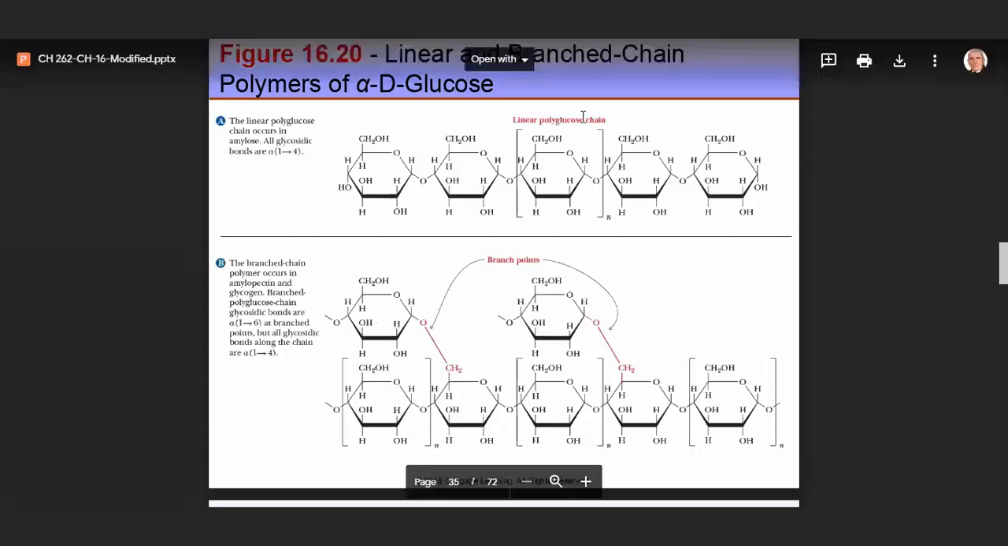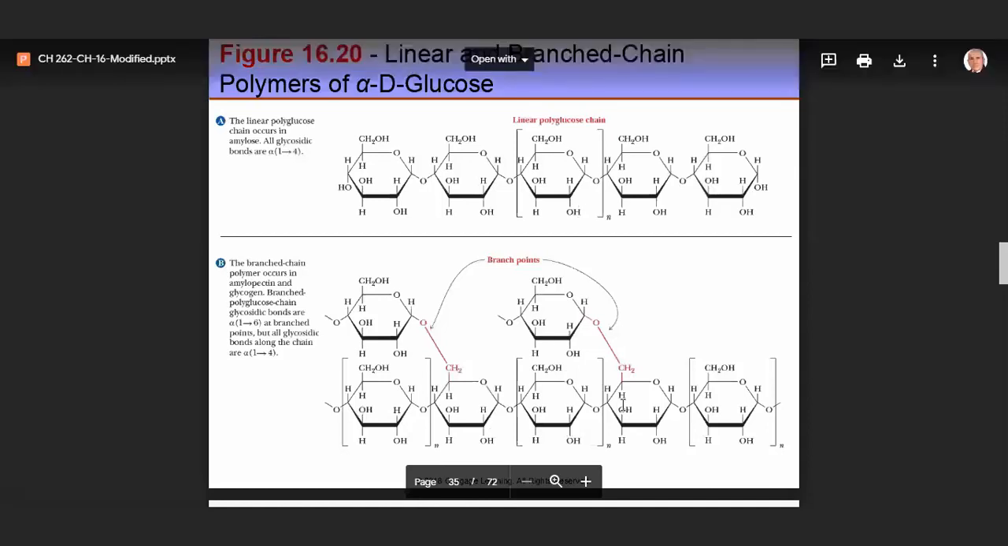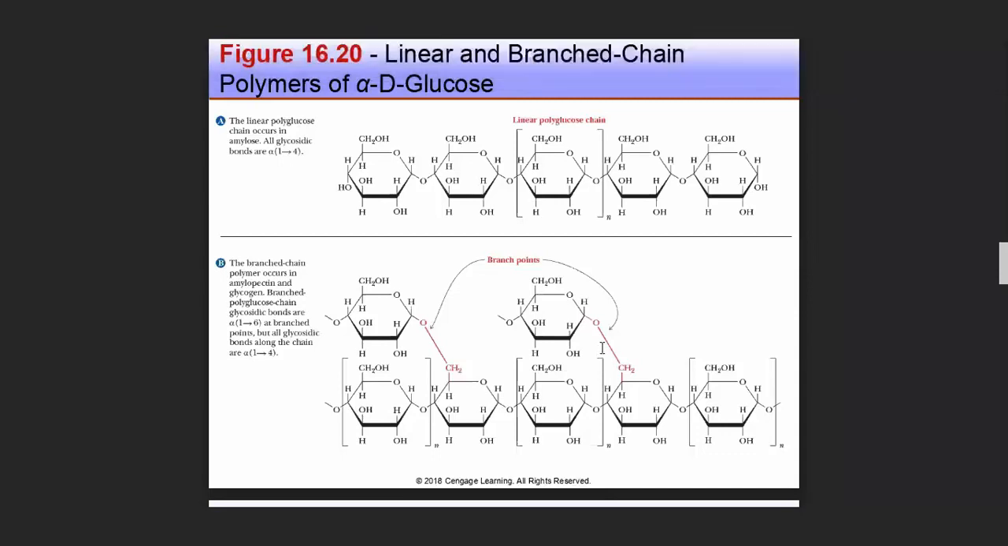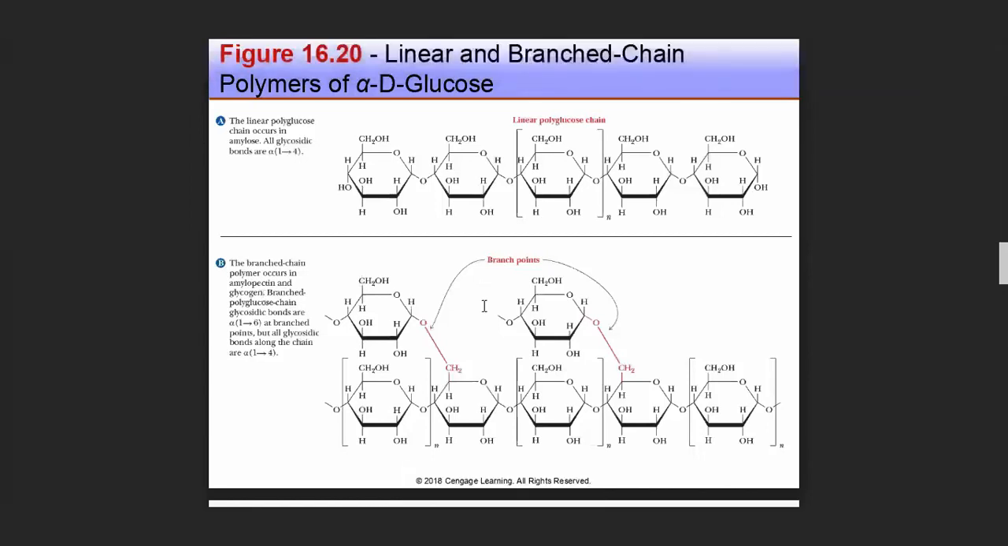Notice here that all the linkages are alpha-1,4 except for the branch here, and this is alpha-1,6. This occurs in amylopectin, since starch consists of amylose and amylopectin.